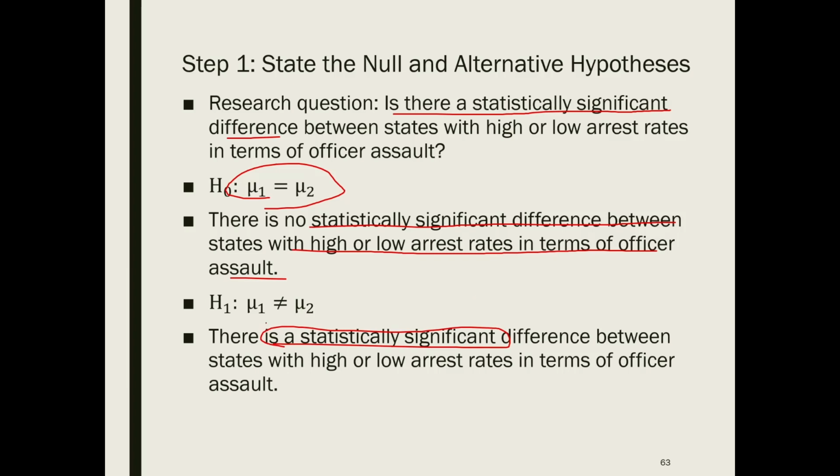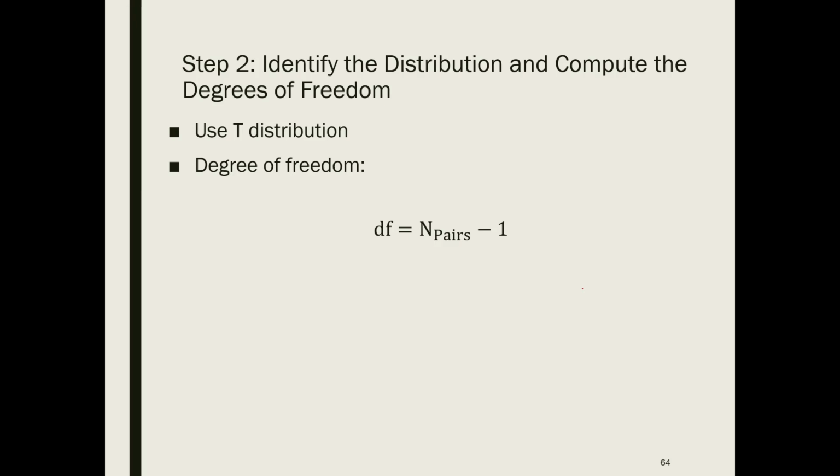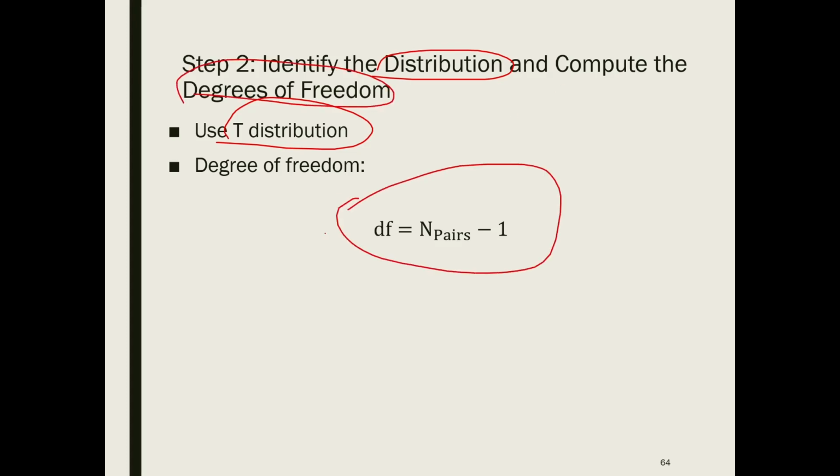So I just use the alternative hypothesis, mu1 is unequal to mu2, and we don't know the direction. Okay, so the second step is to identify the distribution. Of course, again, it's still a t distribution. Compute the degree of freedom. Oh, it's very simple, right?